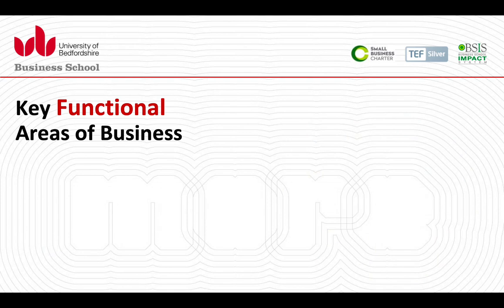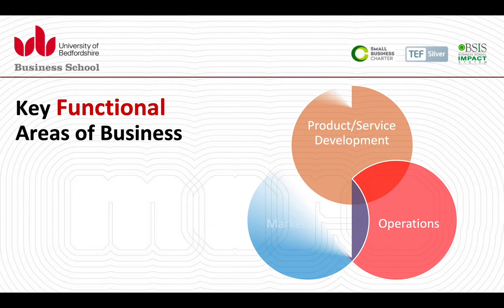The key functional areas of the business. When we look into this graphical illustration, you can see the three most important functions in any business include the operation itself. Operation basically helps, as we talked about earlier in the previous slide, in converting input into output.